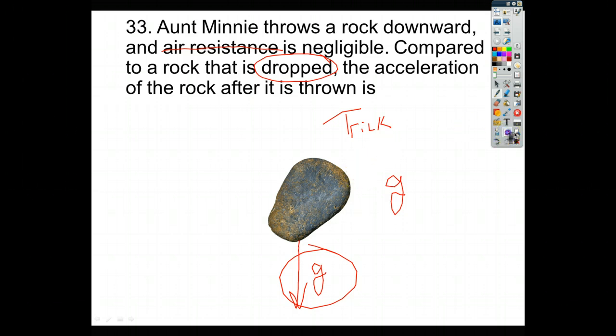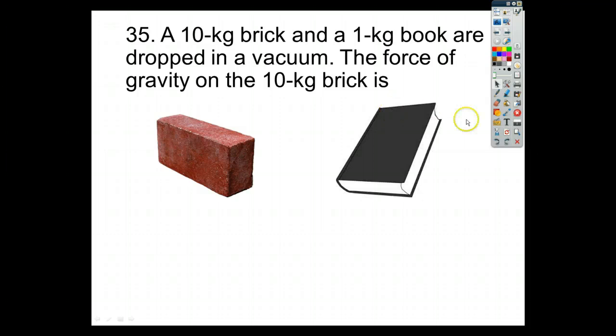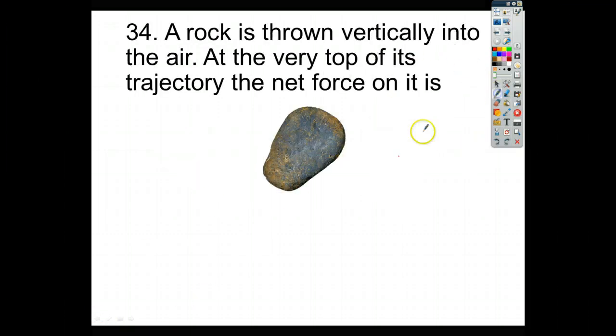Number 34 says a rock is thrown vertically into the air. So this rock right here, we have it being thrown up into the air. So it goes up, and it says at the very top of the path, the force on it is mg. So it's basically just its weight. It still has a force pulling it down. That force is mg. If there was no force pulling it down, it would just go into outer space. So there's got to be a force pulling it down.